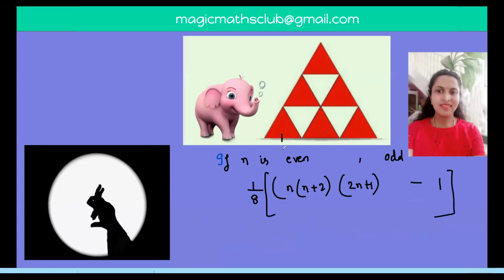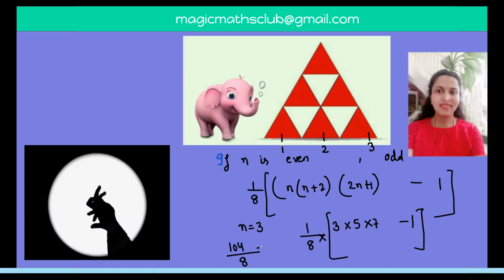So see this example, 1, 2, 3. We can see n is odd, so n is equal to 3. So 1 by 8 into 3, 3 plus 2, 5. 5 into 2, 10 plus 1. 3 into 2, 6 plus 1, 7, minus 1. So if you solve this, 5, 3, 15, 105, 104. So 104 divided by 8 gives you 13. So there will be 13 triangles here.